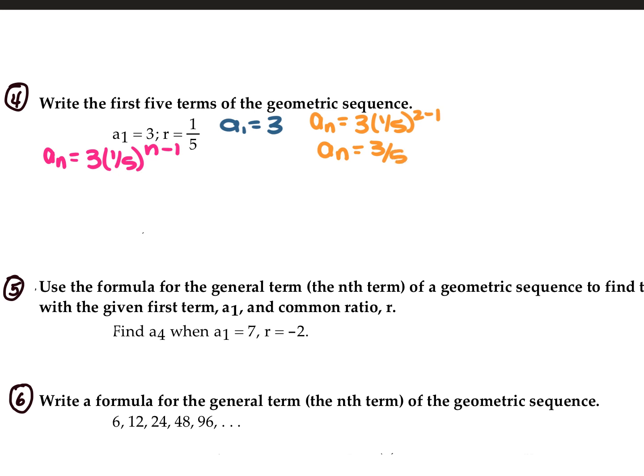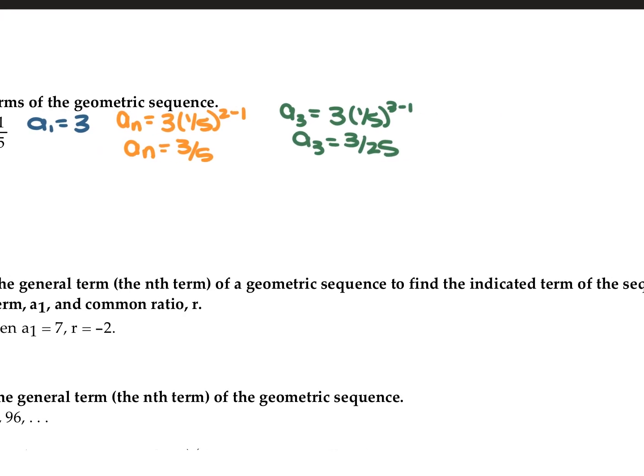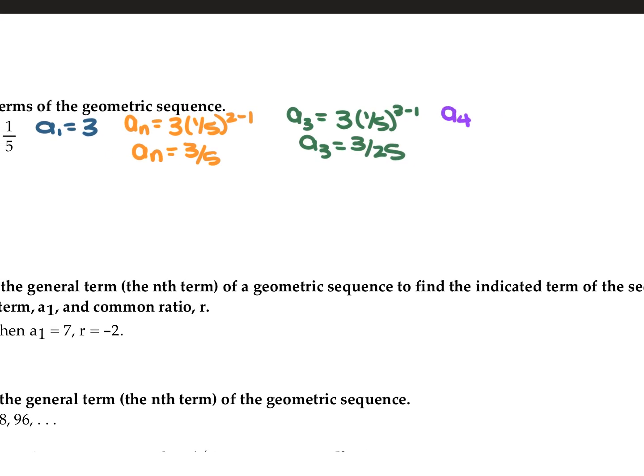Your third term, however, you'd have 3 times 1/5 to the power of 3 minus 1, which is 3 times 1/5 to the second power. That's 3 times 1 over 25, which means the third term is 3 over 25. For your fourth term, you're going to have 3 times 1/5 to the power of 4 minus 1. So that's 3 times 1/5 to the third power, which would give you 3 over 125.